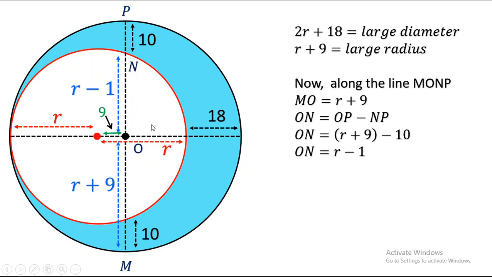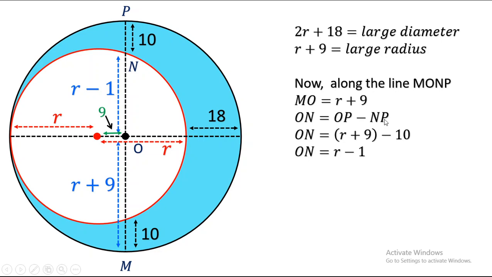Now we have to find the distance from point O to point N. So ON is equal to OP minus NP. How is ON equal to OP minus NP? Because OP is the larger radius. From that larger radius, PN is given. If we subtract it, then we can get this part, that is from O to N.